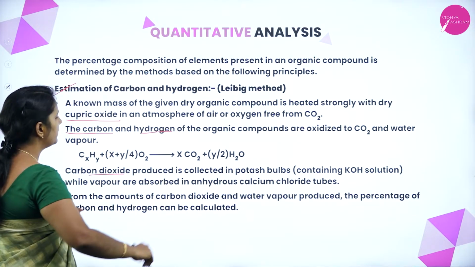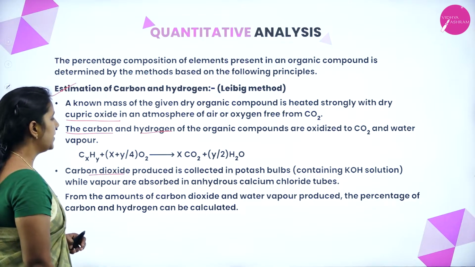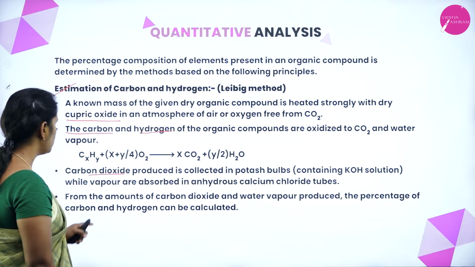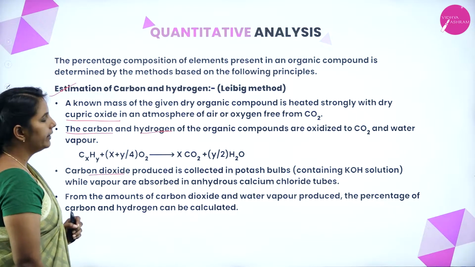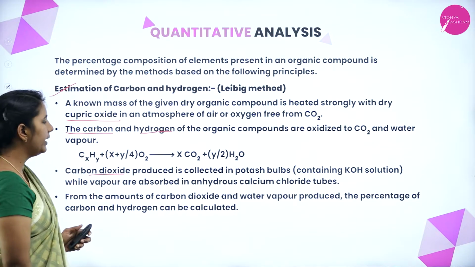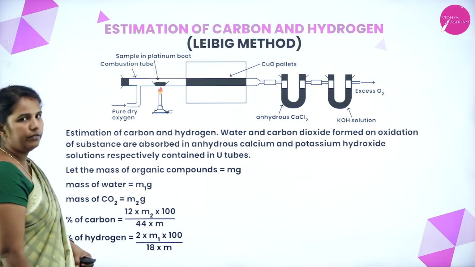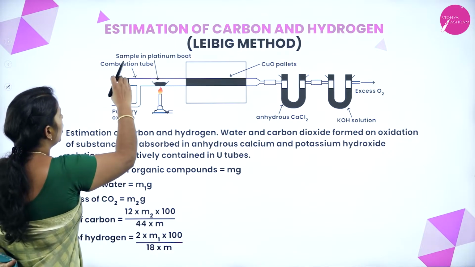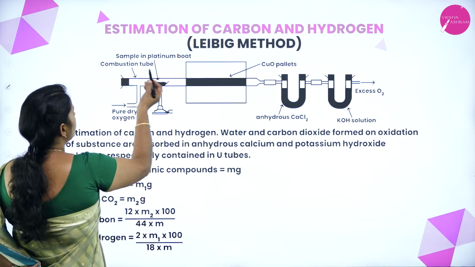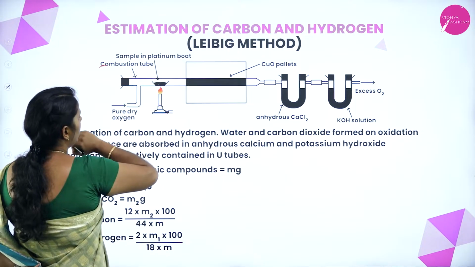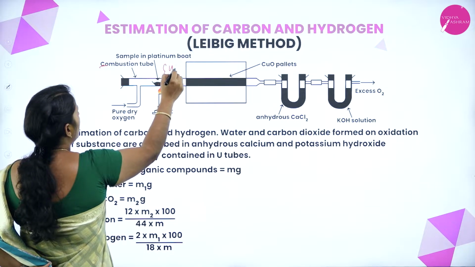The carbon dioxide produced is collected in a potash bulb, whereas the water vapors are absorbed in anhydrous calcium chloride tubes. From the amount of carbon dioxide and water vapor produced, the percentage of carbon and hydrogen is calculated. So this is the formula, but you will understand better by looking at the apparatus. This is a long tube and we have a boat shaped platinum boat. In this we put the given organic compound, and we have put the cupric oxide also.